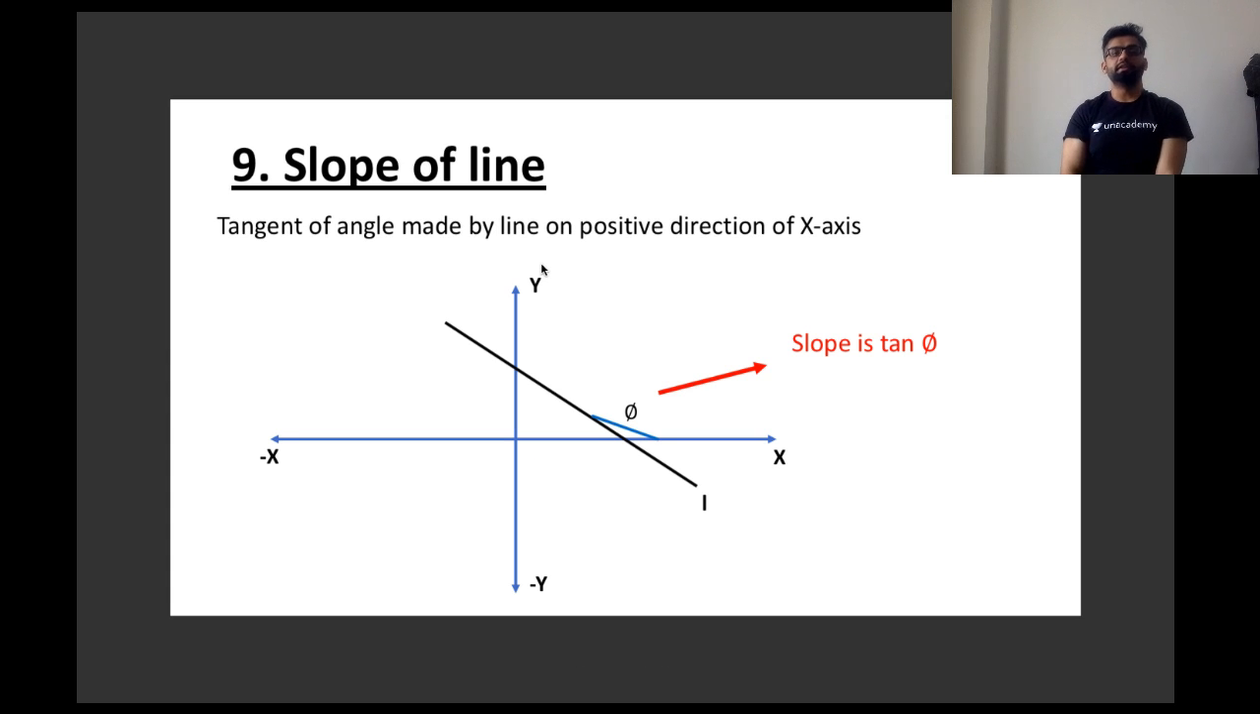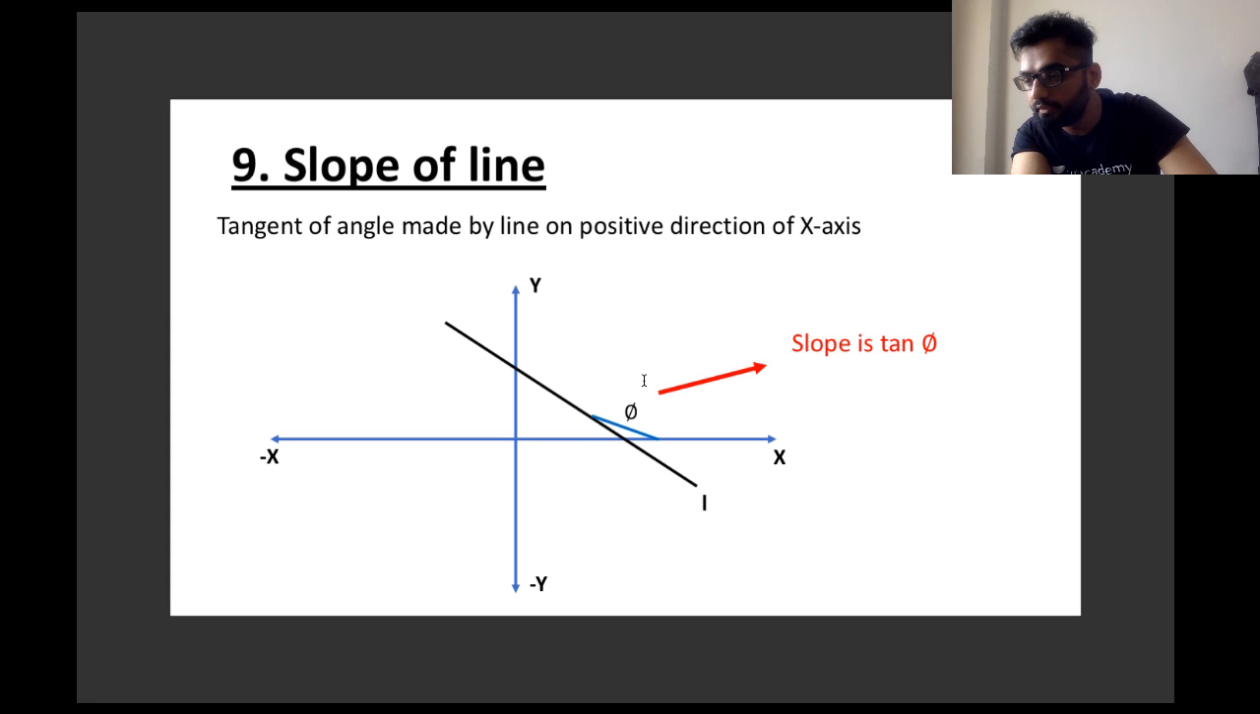Let's move on to the next topic then, slope of a line. This is also an important concept in coordinate geometry. Remember that the tangent of the angle made by a line on the positive direction of the x-axis is also called the slope of a line.